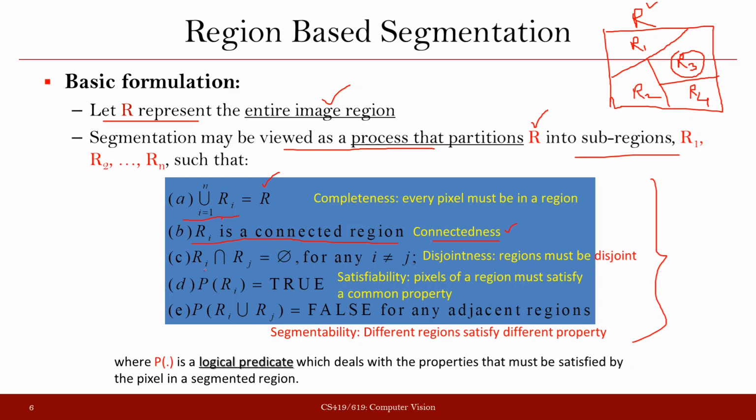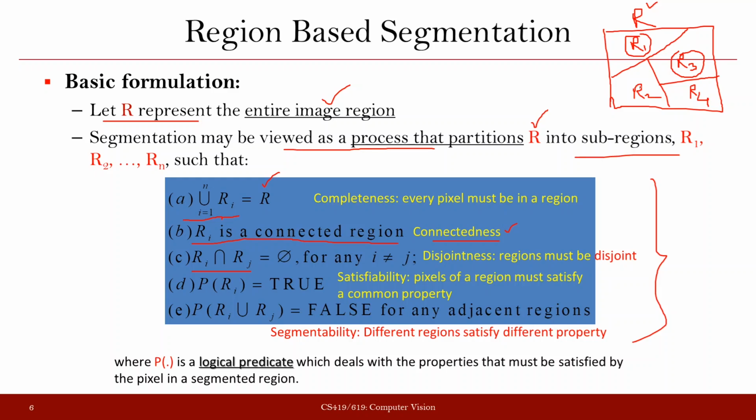If you take the intersection of any two regions Ri and Rj, it should be phi. It's also obvious because if there were any common characteristic between Ri and Rj, then they would not have been separate segments; they would have been the same segment. So that is why if you take the intersection of R1 and R2 or Ri and Rj, you will not find anything in common, right? As you can see here, if you take the intersection of R1 and R3 or R1 and R2, there is nothing in common.